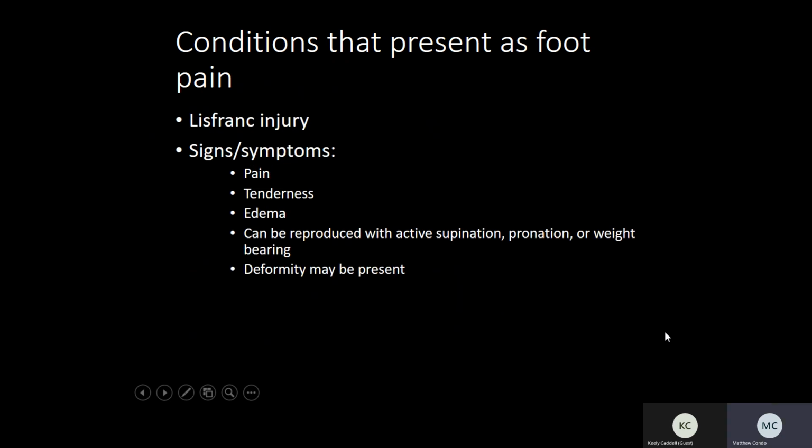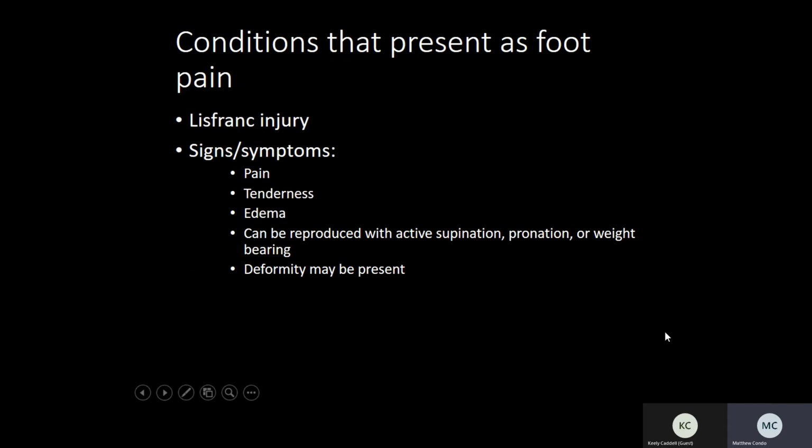A Lisfranc injury is a very common injury that we're going to see. We're going to see this both with our athletic population and our non-athletic population. This one can get a little tricky because this is going to be that patient that comes into your clinic and they're just going to complain of this kind of weird mid-foot pain that doesn't make a lot of sense. Right? And they don't know really how they got hurt sometimes.